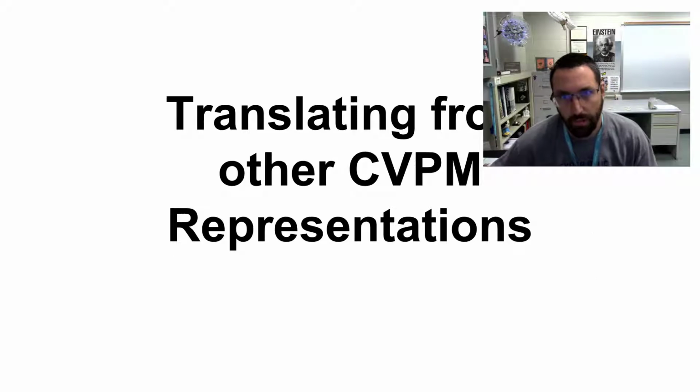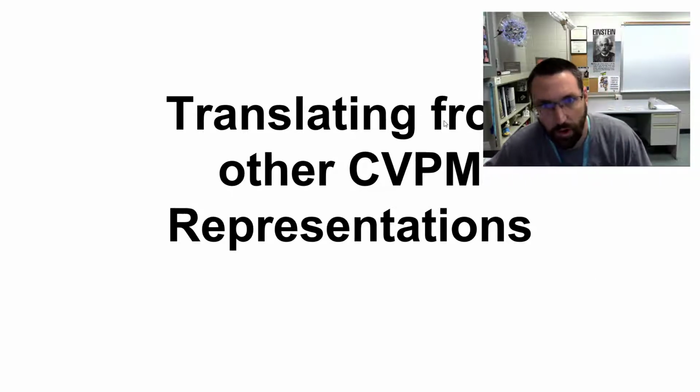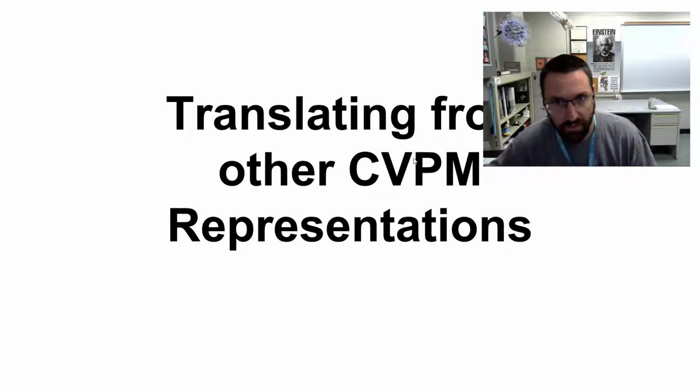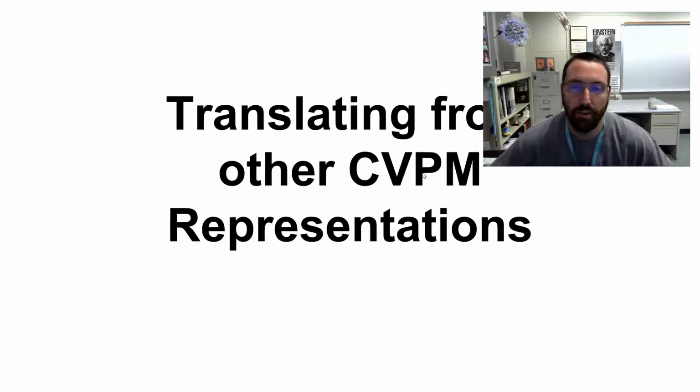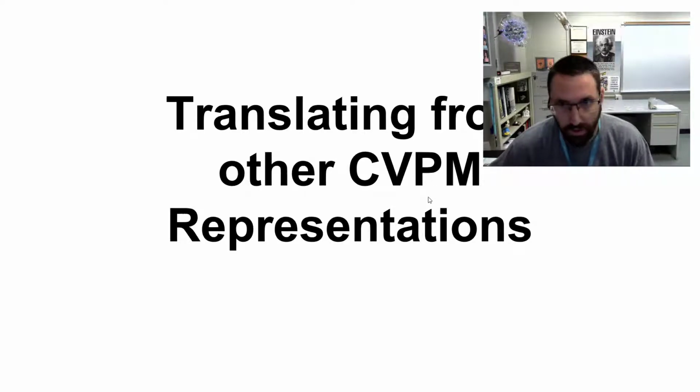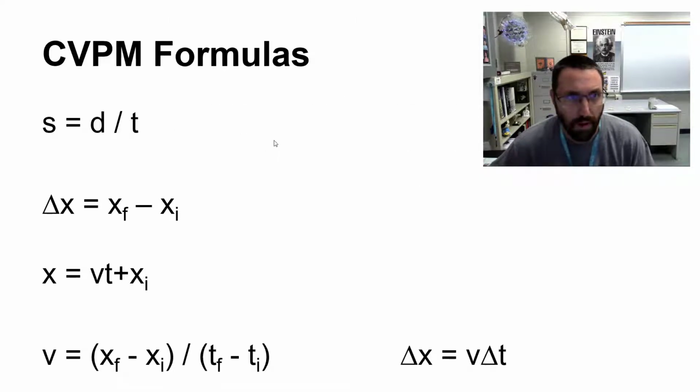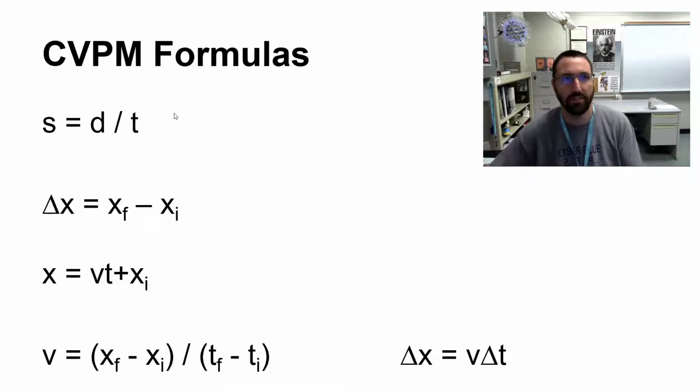Hey guys, today we're going to be talking about how to translate from other types of CVPM representations, not starting with the position time graph. To do that, we'll look at a couple examples. But before we do that, I want to go over the formulas for constant velocity.